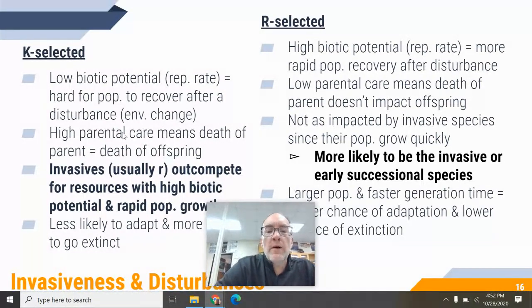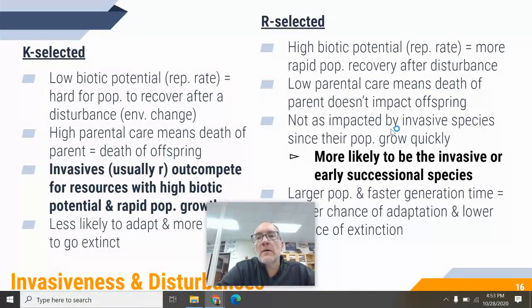Case in point, think of islands like Australia or Hawaii, where there are specialist species that oftentimes are K-selected species, and they're outcompeted by rodents or other species that are able to make it there and reproduce faster, and usually it's a placental mammal versus a marsupial in the case of Australia. So K-selected, less likely to adapt.